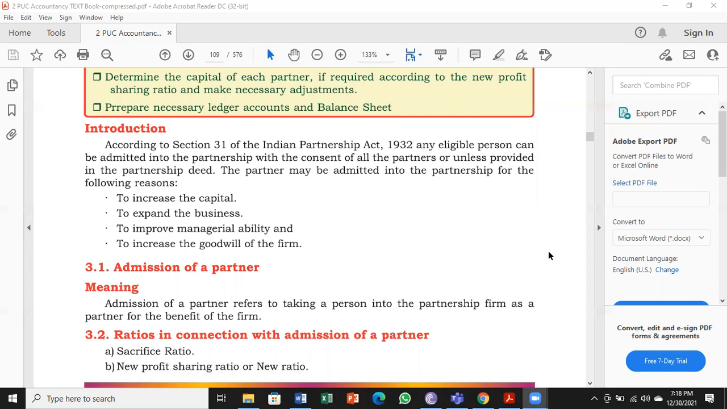A business may add a person for various reasons. The reason may be that the existing business wants more capital. As I told in the example, A and B may not have sufficient money to add to the business. So they will take a new partner, C, into the business. So C will bring capital to the business, and the capital base of the business will increase. So one of the reasons for taking a new partner is to increase the capital. Then maybe to expand the business in different places, maybe adding new production units, new branches. So to make the business much bigger, a new person may add value to the business.